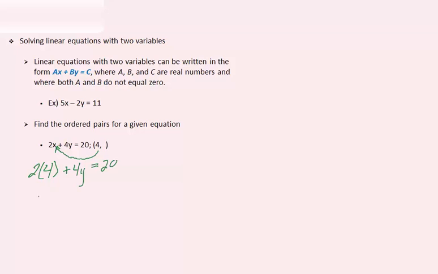We know 2 times 4 is 8. So 8 plus 4y is equal to 20. If we try to get 4y by itself, we can subtract 8 from both sides. 4y is equal to 12. Now we can divide each side by 4 to get y by itself. And when we do so, we'll see that y is equal to 3.